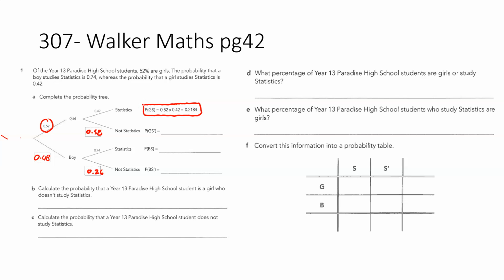The next part to complete it is to work out the probability of each event. So for the case of being a girl and not statistics, it's 0.52 times 0.58, and it's 0.48 times 0.74, just going along the branches. The last one is 0.48 times 0.26. I'll just pause the video and get my calculator to do those calculations.